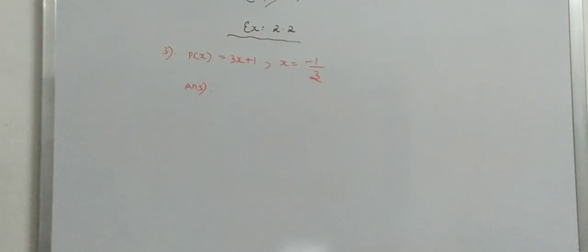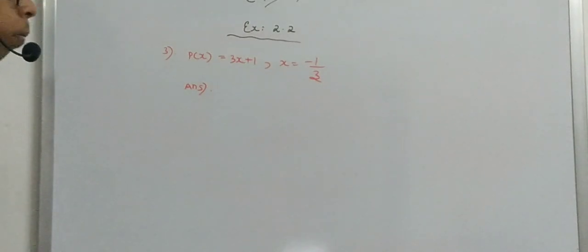Okay, so our third question is: verify whether the following are zeros of the polynomial indicated against them. Similar ones we have done in our example. So let's see. First one is p of x is equal to 3x plus 1, where the zero is given to be x is equal to minus 1 by 3.